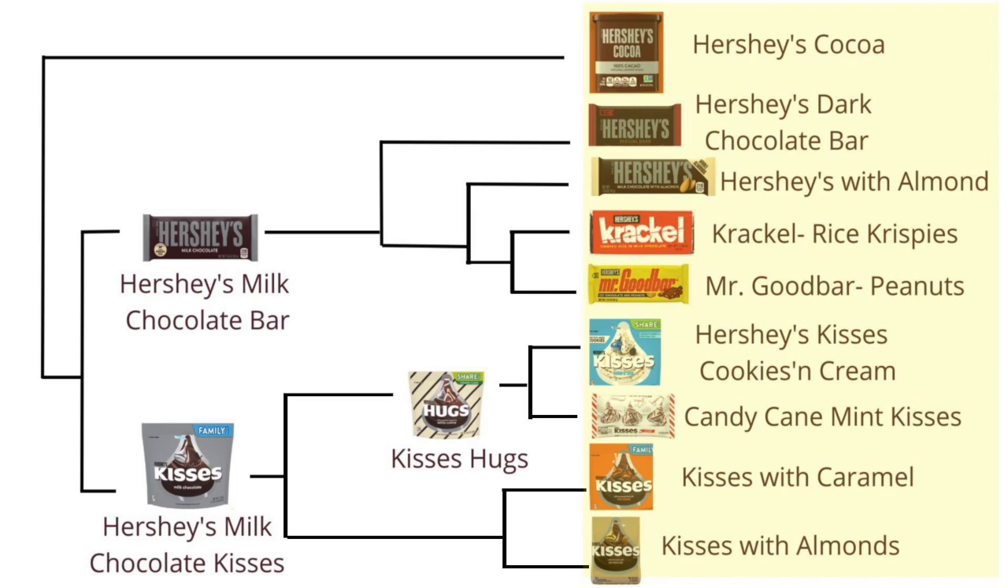In this tree, the outgroup is Hershey's cocoa. An outgroup is a group that is most distantly related to the other groups. Since cocoa was one of Hershey's first products, this roots our tree, and we know that this is a common ancestor between the other species.